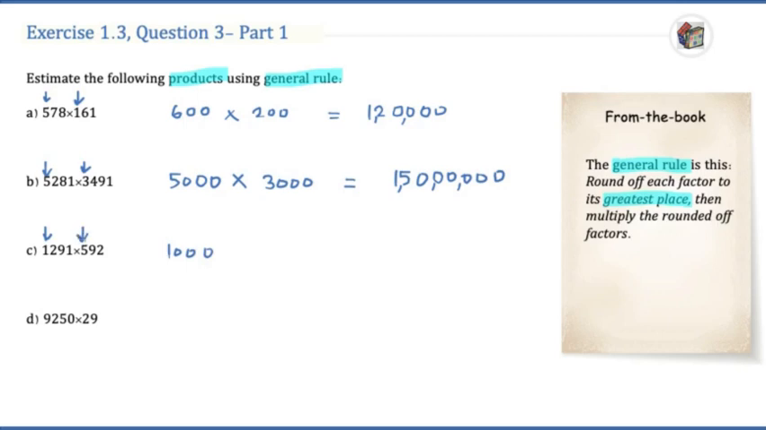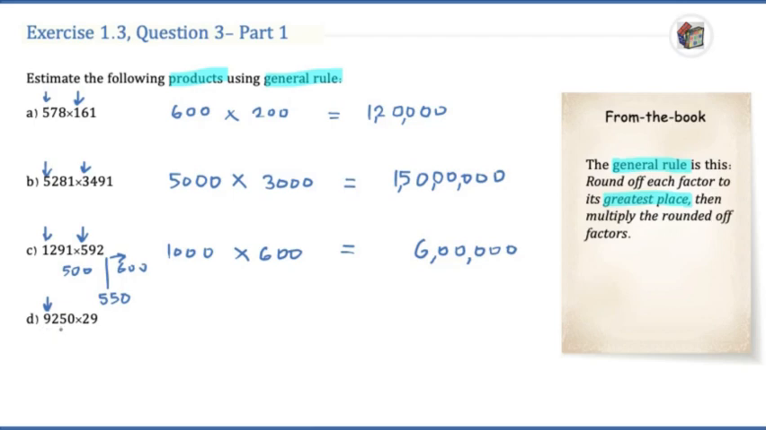592. Now greatest place is hundreds. So 592 is between 500 and 600. Which number is exactly in the middle? It's 550. Now 592 is greater than 550. That means it is on this side. That means it is closer to 600. And then you multiply these two. You get 6 and 5 zeros. That is 6 lakh.